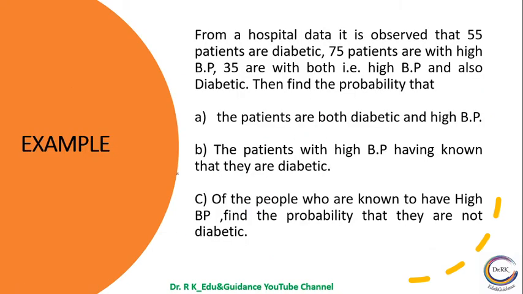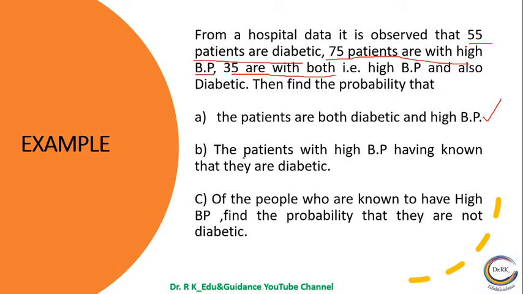One is from hospital data. It is observed that 55 patients are diabetic, and 75 patients are with high BP, and 35 are with both, that is, they are having high BP as well as diabetes. So there are two events here: patients with diabetes and patients with high BP. They are asking us to find the following things. One is, what is the probability that the patients are diabetic as well as high BP?